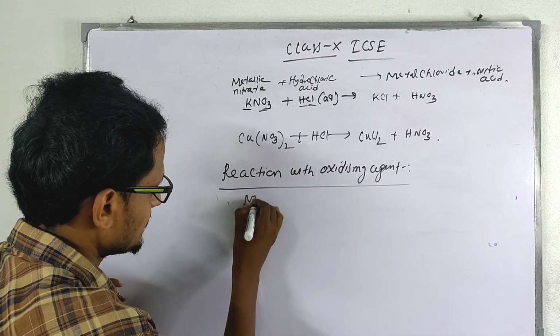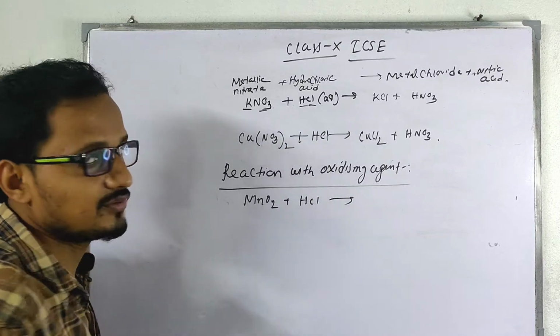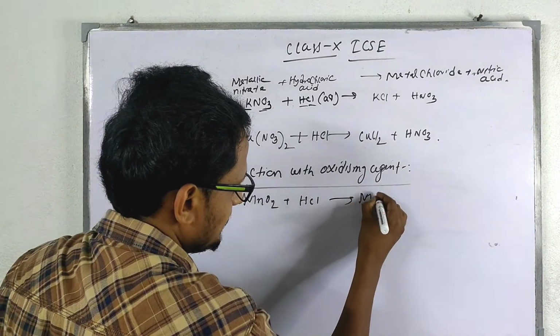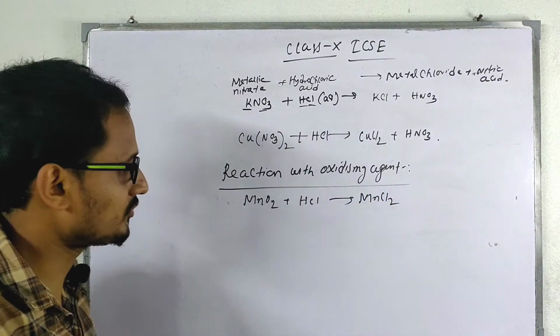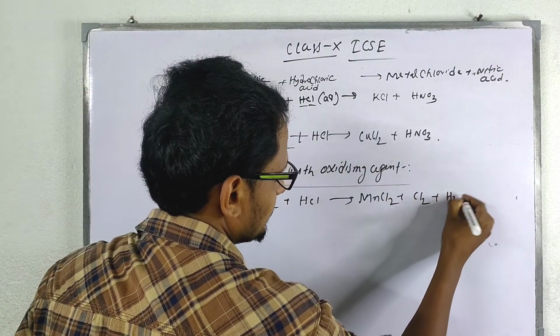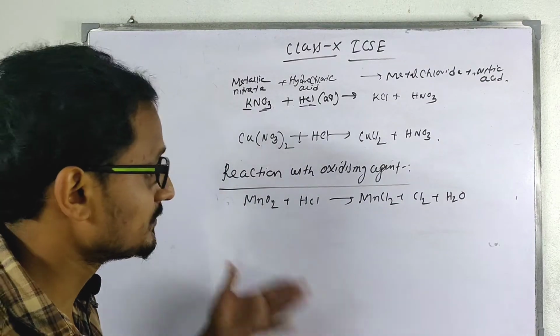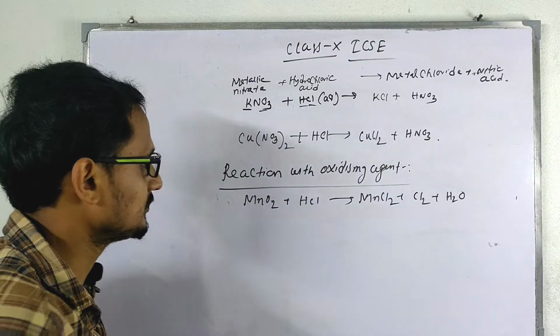First, manganese dioxide reacts with HCl. What will it form? It will form MnCl2, a metal chloride, with chlorine gas evolved, and water. Now, if you want to balance, you can do. Balancing should be there, so do the balance.